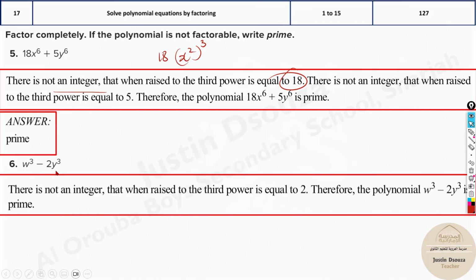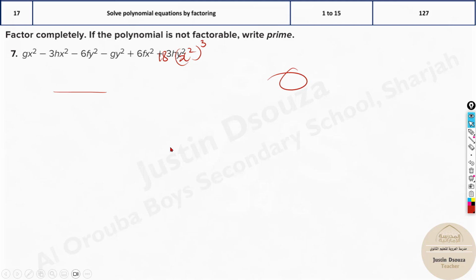Even this one over here, there is 2. So there is no way we can do it. This is also prime. You can't use the formula over here.